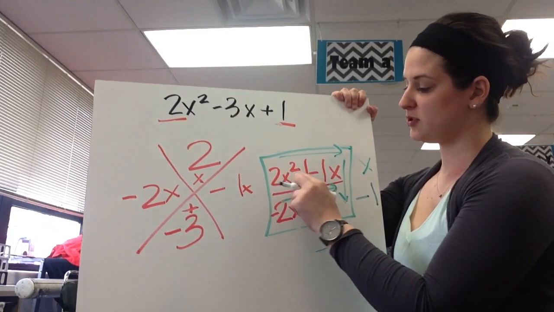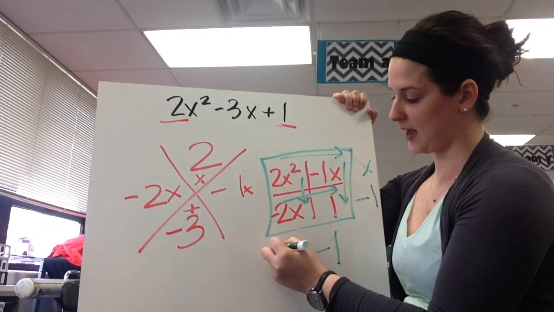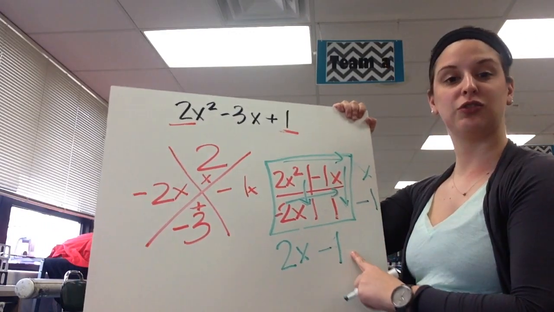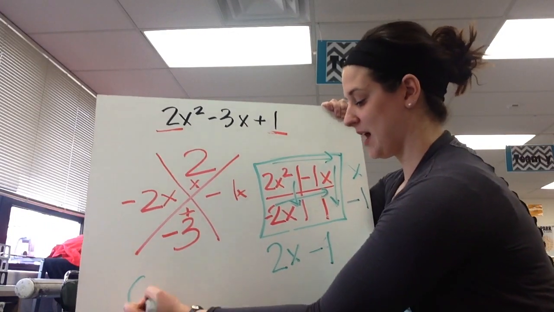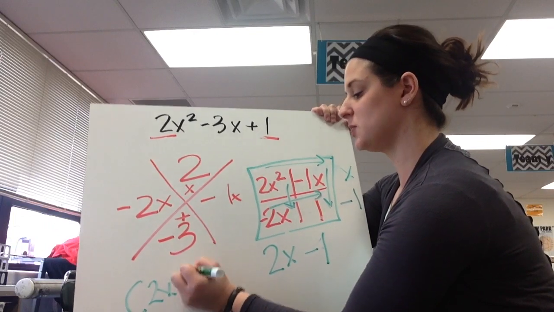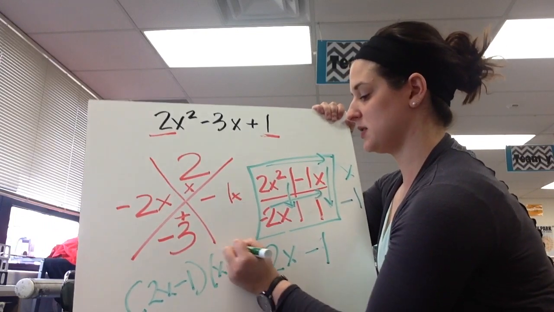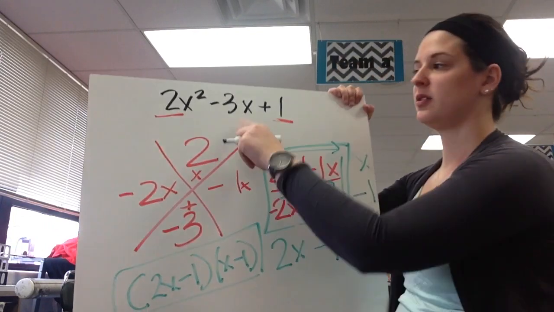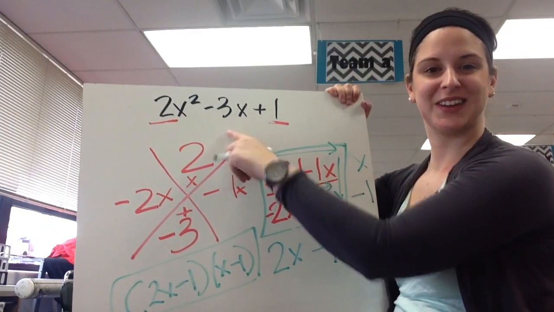Then we factor out this 2x squared and a negative 2x. We're going to have a 2x. These are our two factors that factor out. We have 2x minus 1 and x minus 1. When we FOIL this out, we'll get this 2x squared minus 3x plus 1.